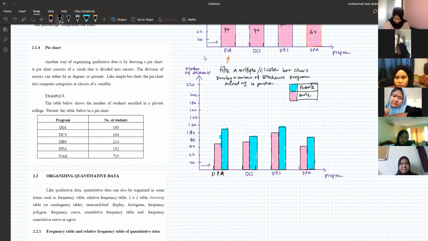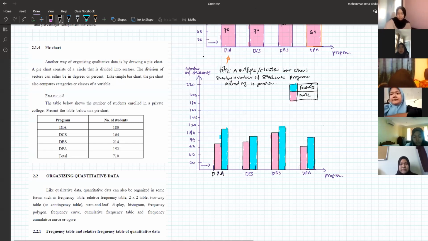So we already looked at simple bar chart. In simple bar chart, we already know horizontal bar chart and vertical bar chart. And then we already looked at component bar chart, or what we call a stack bar chart. And the last bar chart we already looked at is a cluster bar chart or multiple bar chart. So as of now, we already know 4 types of charts in bar chart, right?